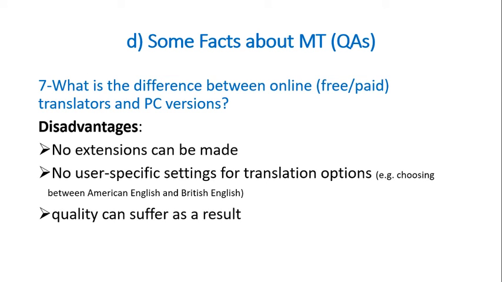There are disadvantages, of course. No extensions can be made. Extensions for terminology, extensions for memory, extensions for your own vocabulary that you have used, and also the other features which are reflected through extensions. No user specific settings for translation options. For example, choosing between American English and British English, or Saudi Arabic and Egyptian Arabic, and so on and so forth. So user specific settings are not available in such programs. Quality can suffer as a result, of course.